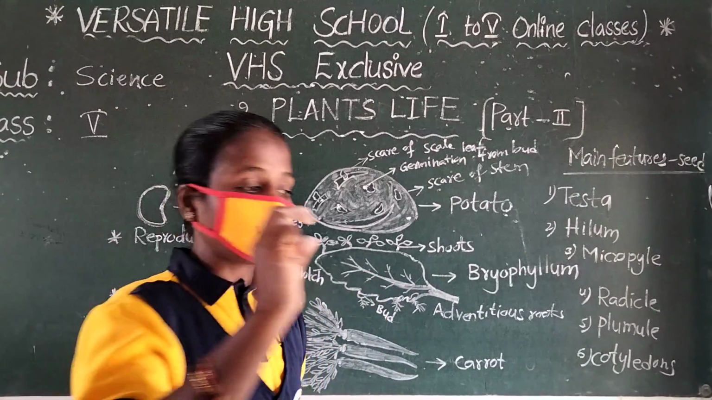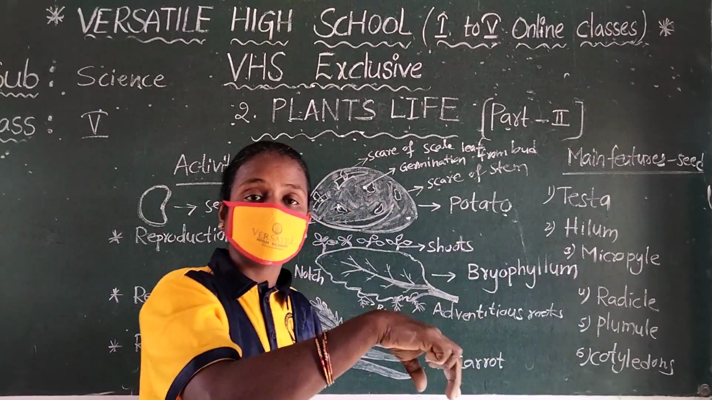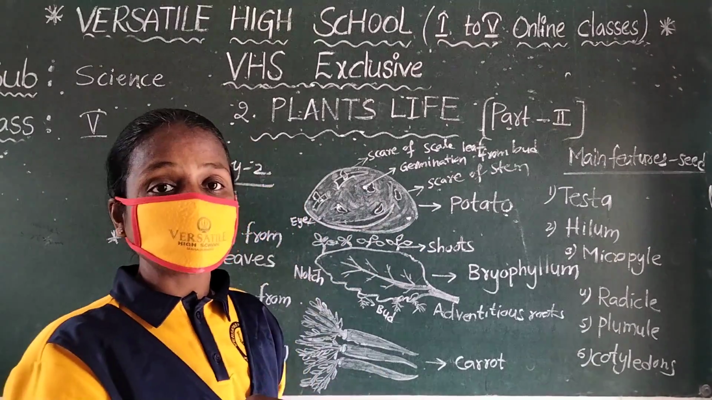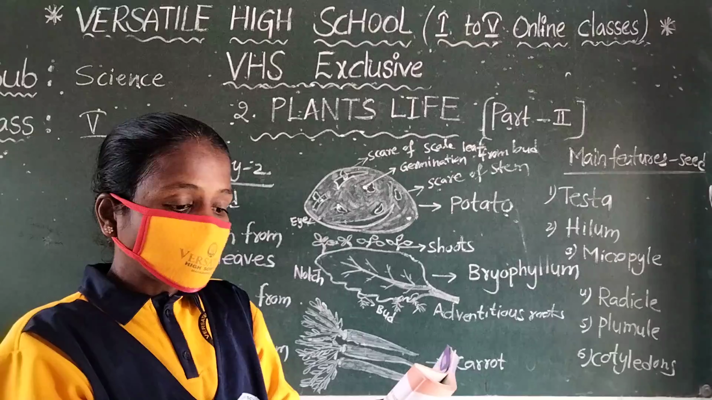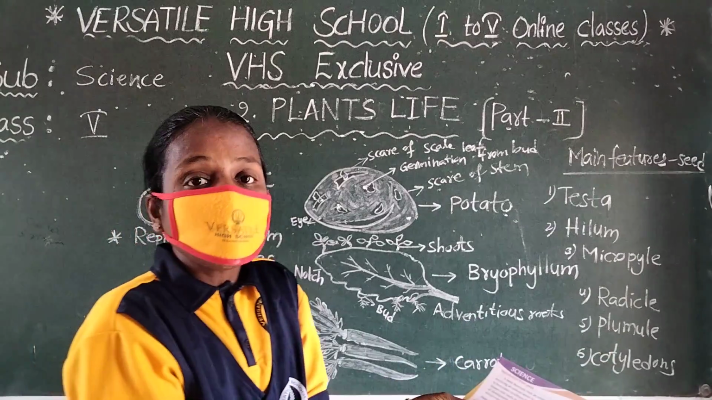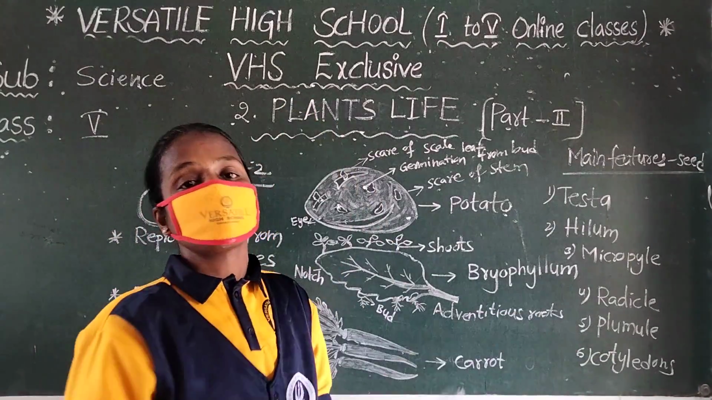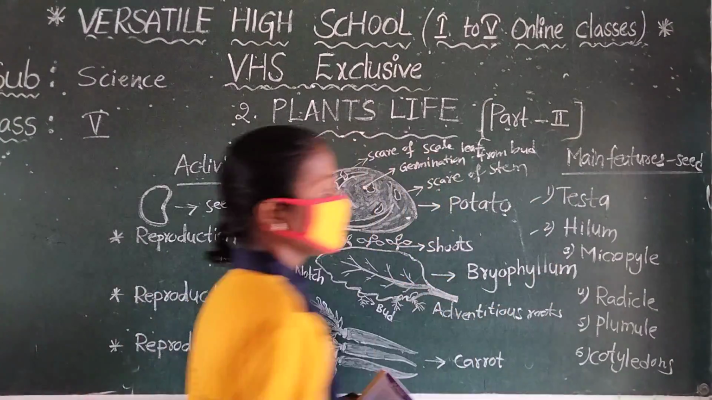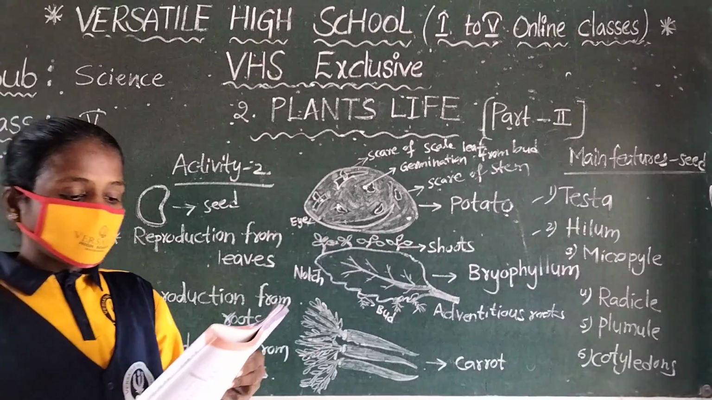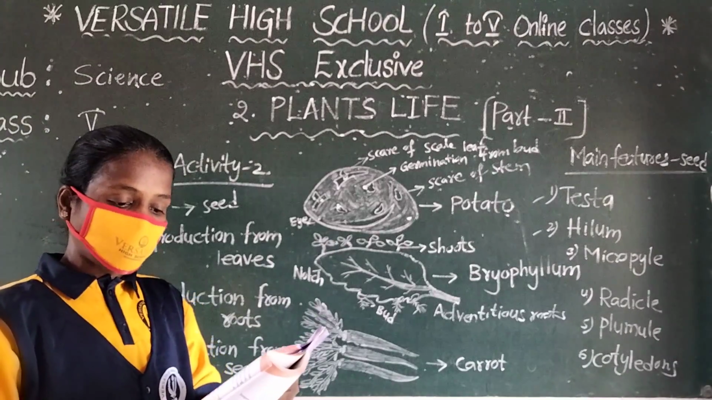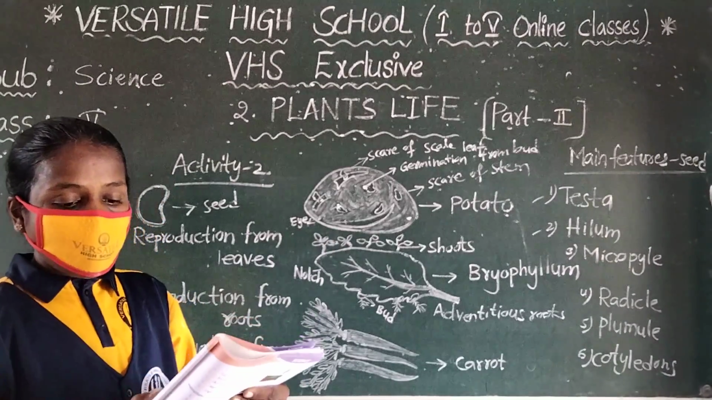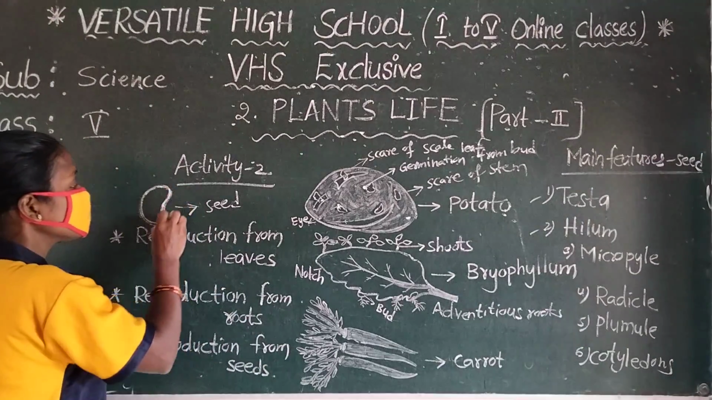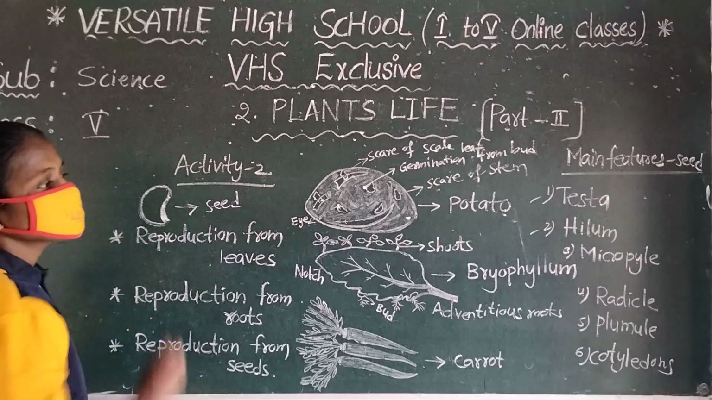That means you keep the seed in the soil, then you observe that it splits open and a new leaf comes outside. So now we are going to the hilum. The hilum is a scar left by the stalk which attached the ovule to the ovary wall. That means this is the hilum. What do you say that? Hilum.